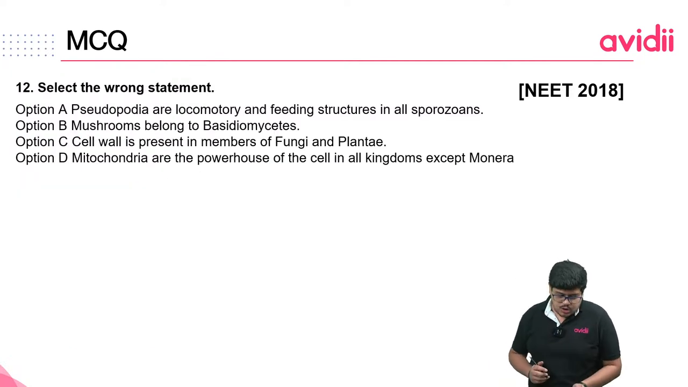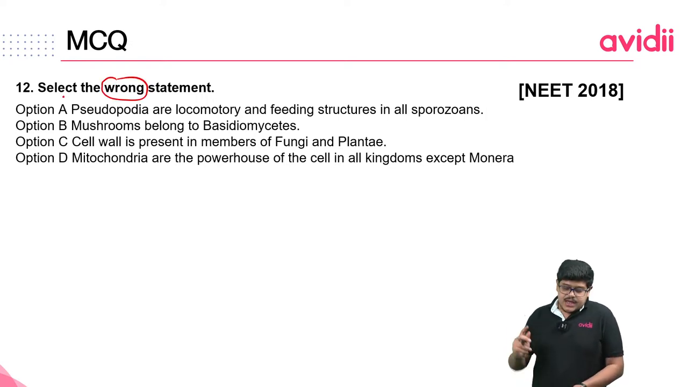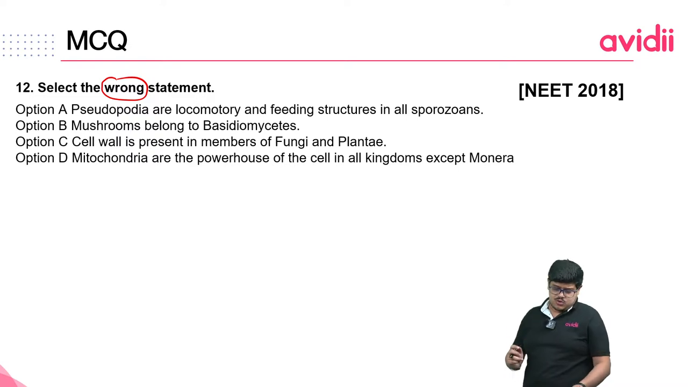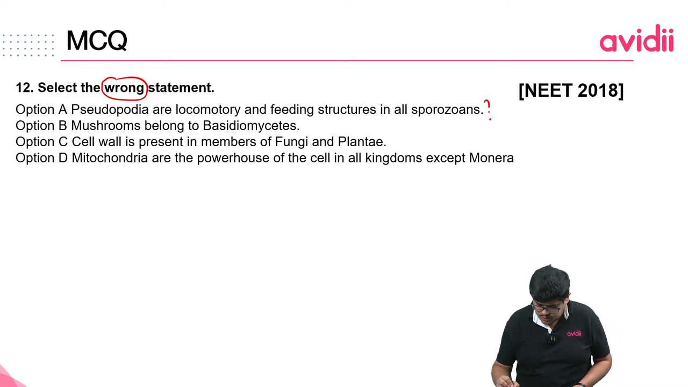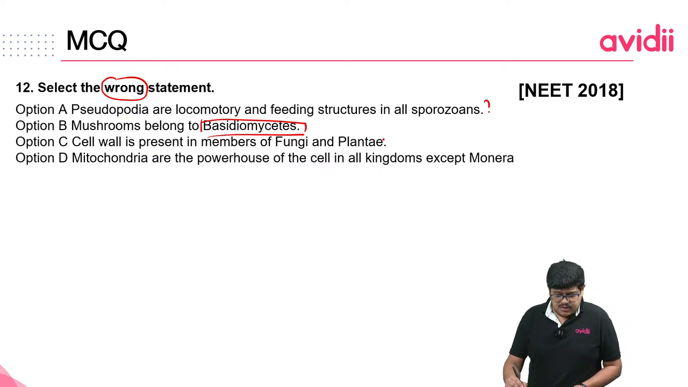Select the wrong statement. Great, again they are asking the wrong statement. Pseudopodia are locomotory and feeding structures in all sporozoans. Mushroom belongs to basidiomycetes. You need to have an idea what basidiomycetes are. Cell wall is present in members of fungi and plants. You can write here, okay, correct.